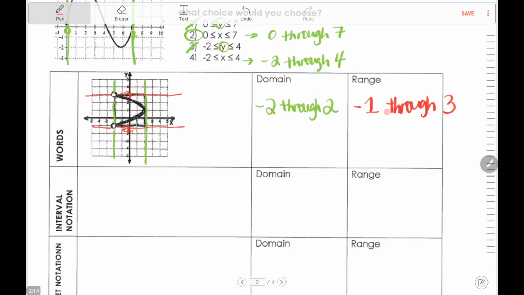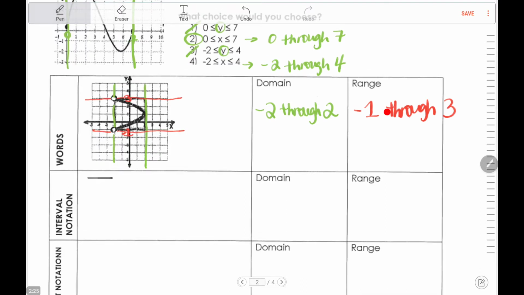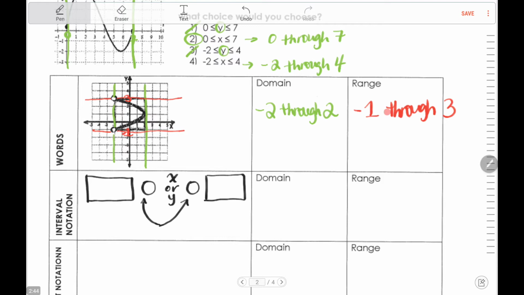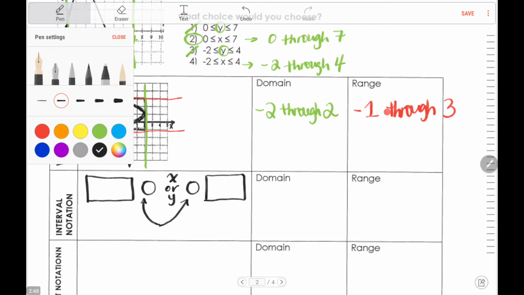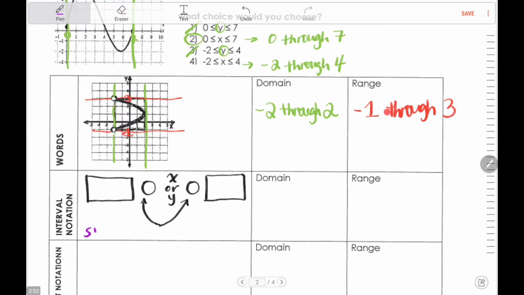Great. So interval notation is something that looks like the answer choices in the original question. What we're going to do is write interval notation. Let's go ahead and write these boxes first: x or y, bubble, box. What goes in each of these bubbles is either a less than or a less than or equal to sign. So it's a symbol. It's less than for an open circle, and it's less than or equal to for a closed circle. That's what goes into these bubbles.